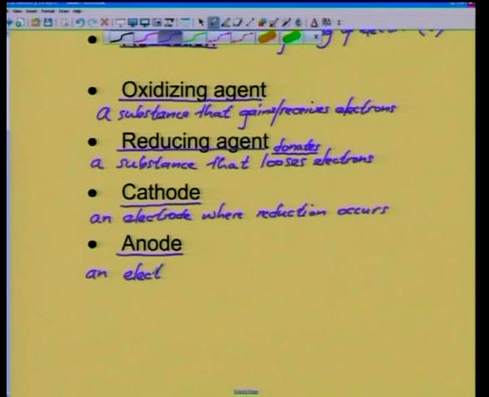So an anode is also an electrode, okay? And this type of electrode is where oxidation takes place. Okay, so anode is an electrode where oxidation takes place. Right, so that is more or less the definitions of terminologies that are involved in electrochemistry.